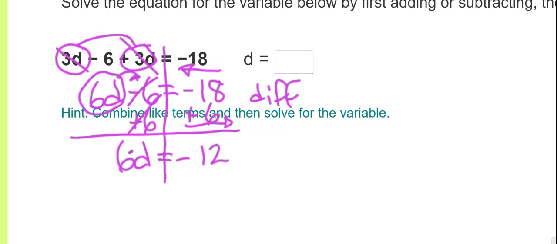Here we're multiplying by 6. So we're going to divide by 6 and then go to the other side and then divide by 6 also. 6 divided by 6 is 1. Now we have D equals negative 12 divided by 6.